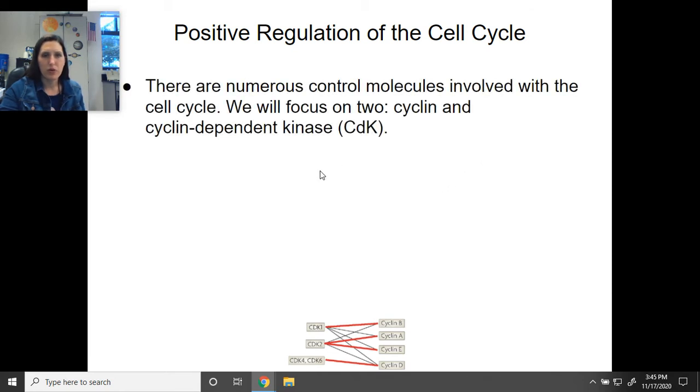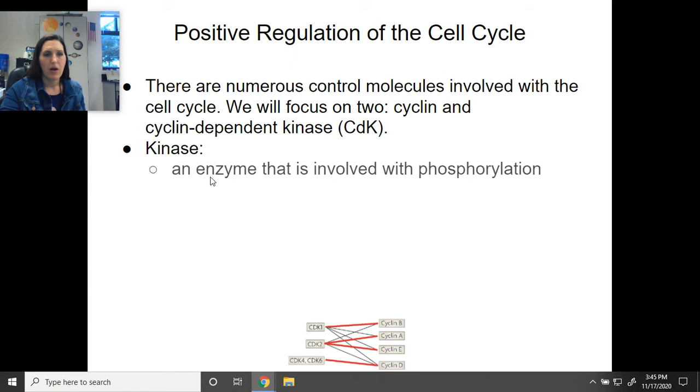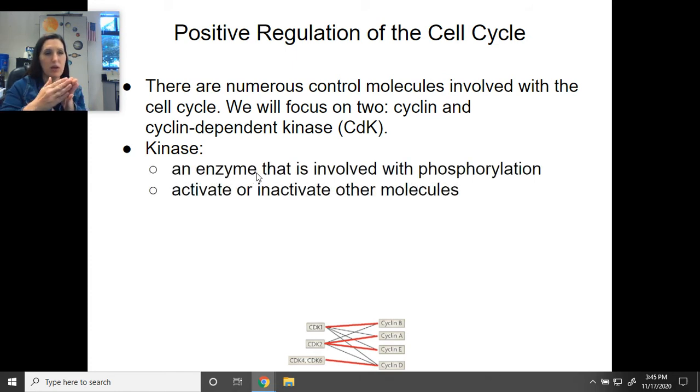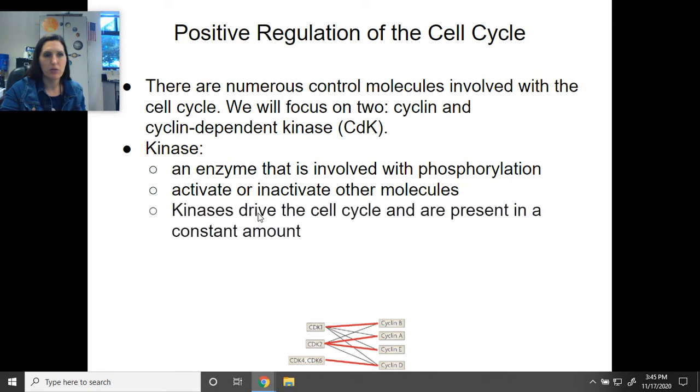There are numerous control molecules involved in the cell cycle. So we're going to use two of these control molecules. We're going to talk about cyclin and cyclin-dependent kinase. They label a cyclin-dependent kinase as CDK. Okay. All right, kinase, an enzyme that is involved with phosphorylation. So you should be thinking everything's going to be passed down from one thing to the next. It activates or inactivates other molecules, a transduction, that's the word I'm looking for. We're going to see a transduction happening here.